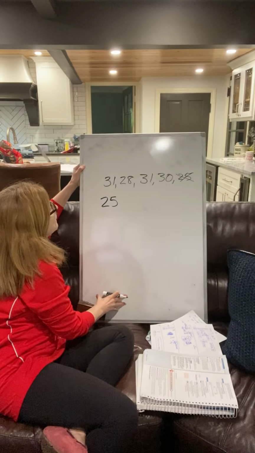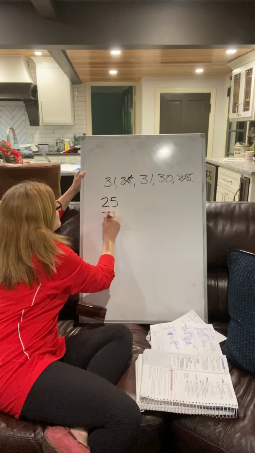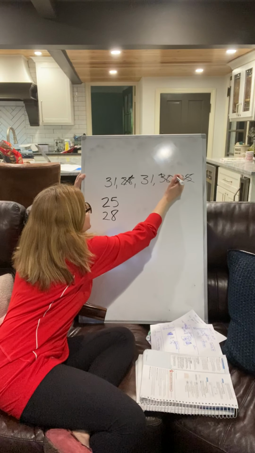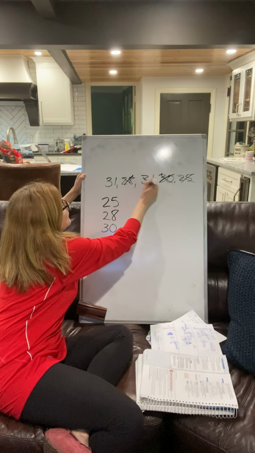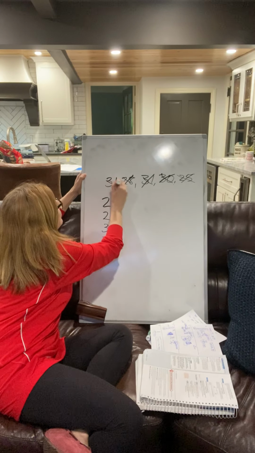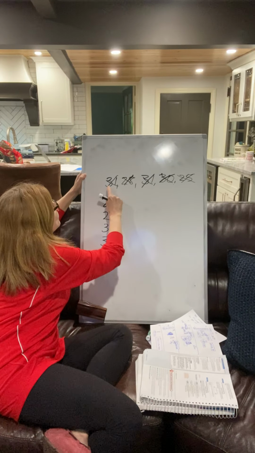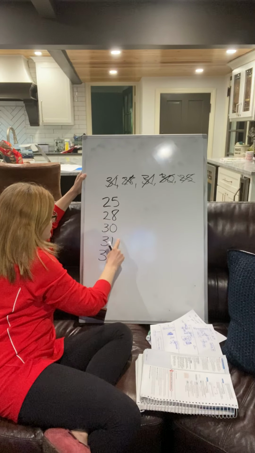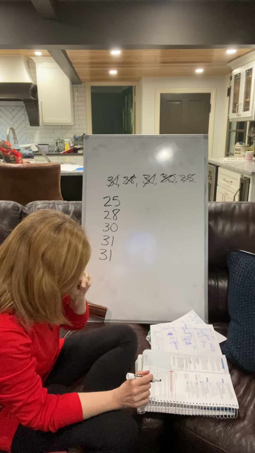And then my next smallest number is going to be 28, and then 30, and then 31, and 31. Okay, I had 1, 2, 3, 4, 5, 1, 2, 3, 4, 5. Okay, I'm good.